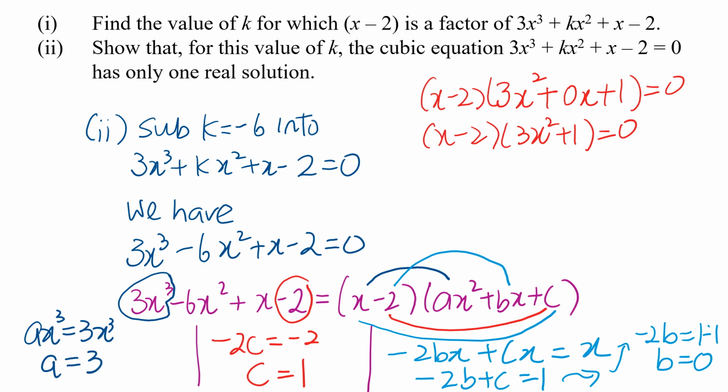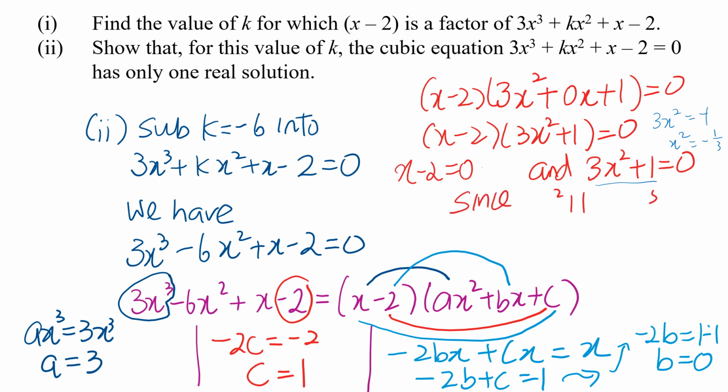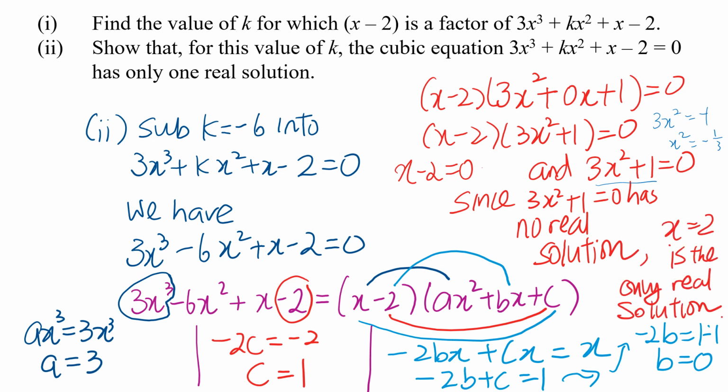To solve it, x minus 2 equals 0, or 3x squared plus 1 equals 0. Now we see that this one has no real solutions, because if you subtract 1 on both sides, this is what you end up with: x squared equals negative 1/3. If you square root negative 1/3, the calculator will give you an error, because there's no real solution when you square root a negative number. Therefore we conclude that since 3x squared plus 1 equals 0 has no real solution, x equals 2 is the only real solution for this cubic equation.